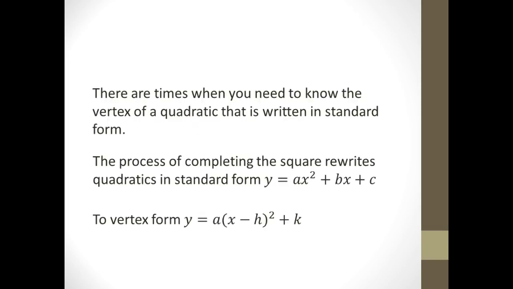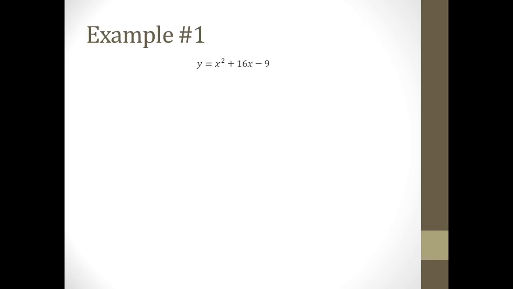Okay, this is a quick review of how to use completing the square to go from standard form to vertex form for a quadratic function. There really are times when you need to know the vertex of a quadratic that is written in standard form, and you can use this process of completing the square to rewrite it into vertex form. Now, the best way to understand how to do this is with examples. So we're going to jump right in.